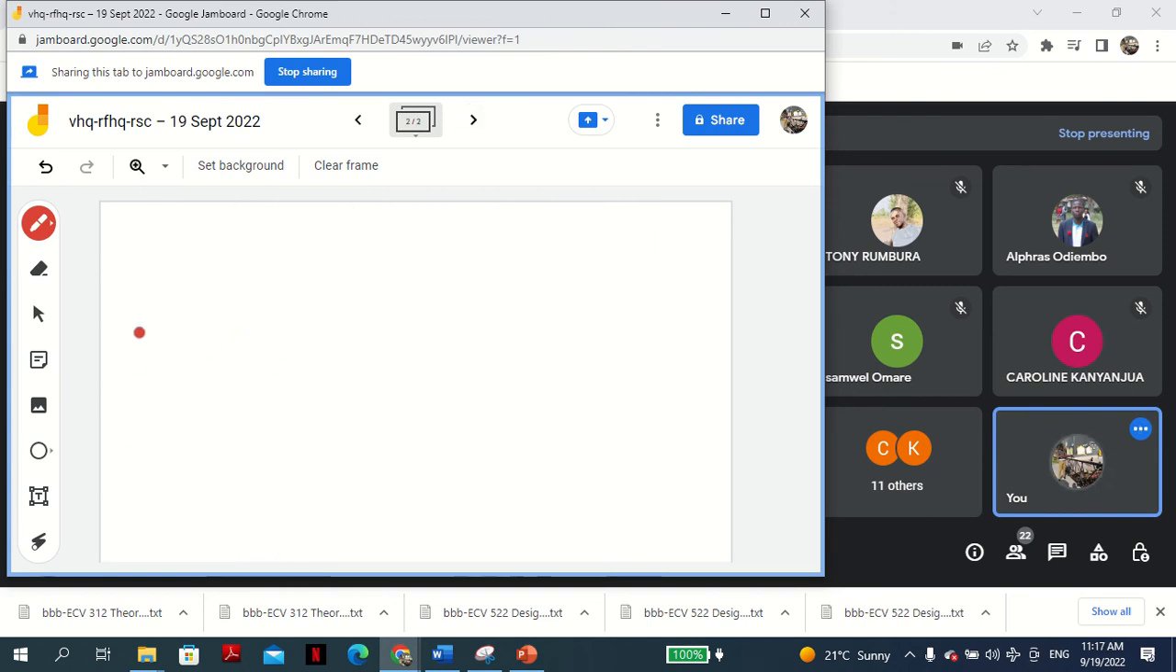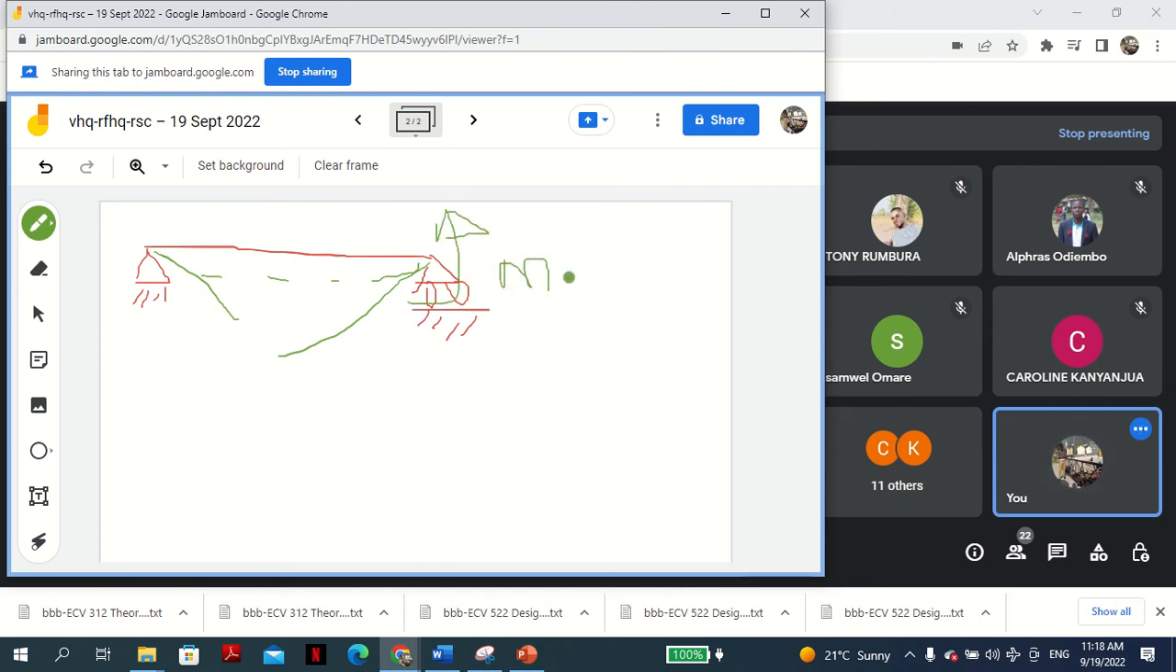And then now the second part of this is you apply the redundant at B. So again using the same principle, you apply the moment at B, and then this would be theta B.